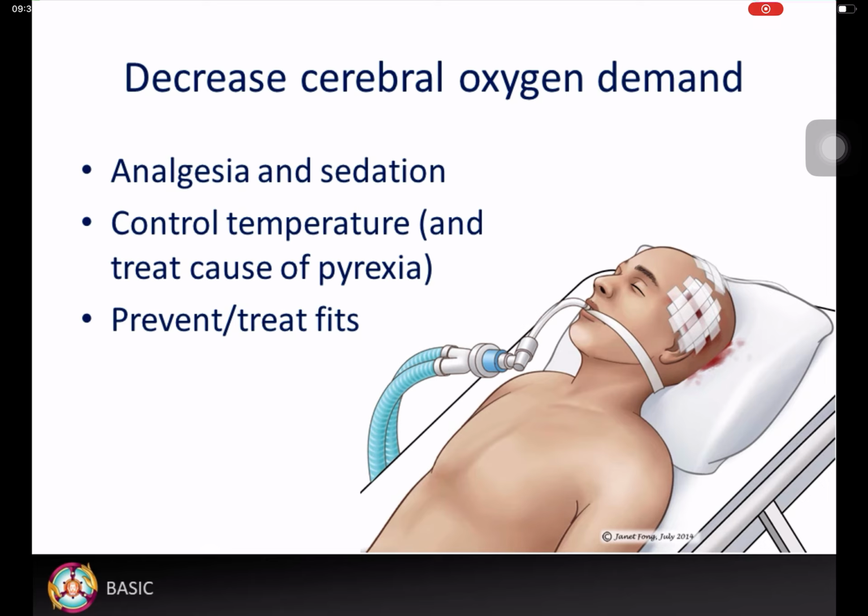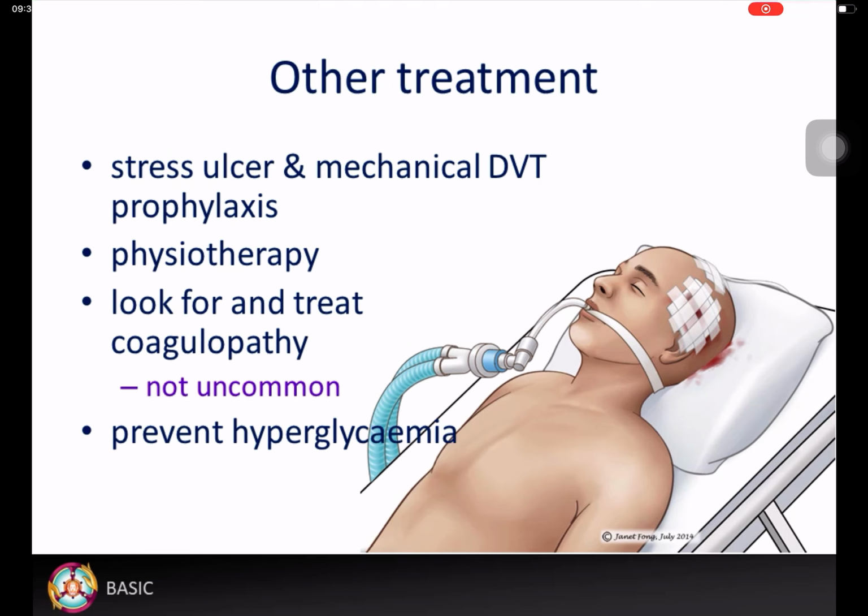Cerebral oxygen demand can be reduced by analgesia and sedation, control of body temperature, and treatment of the cause of pyrexia, and prevention and treatment of fits. In addition, it is important to remember adjunctive therapy, such as stress ulcer and mechanical DVT prophylaxis, physiotherapy, treatment of coagulopathy, and prevention of hyperglycemia.